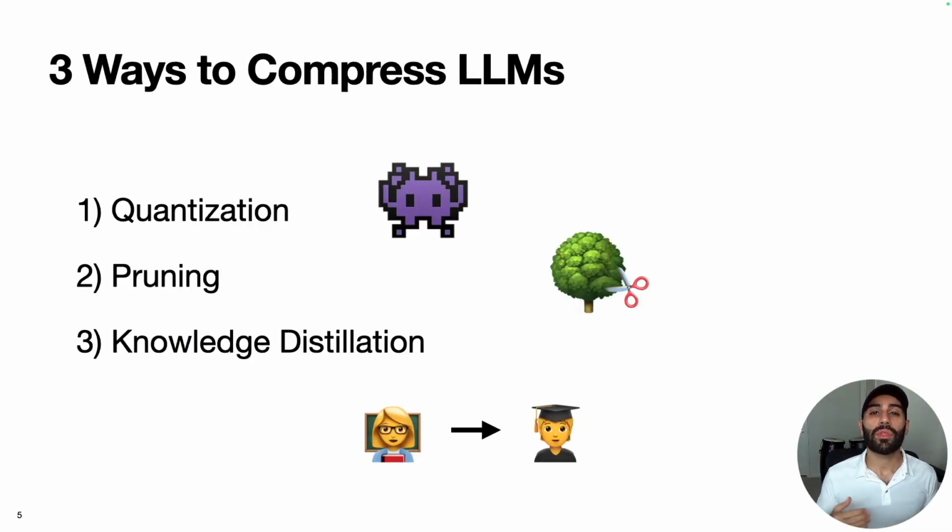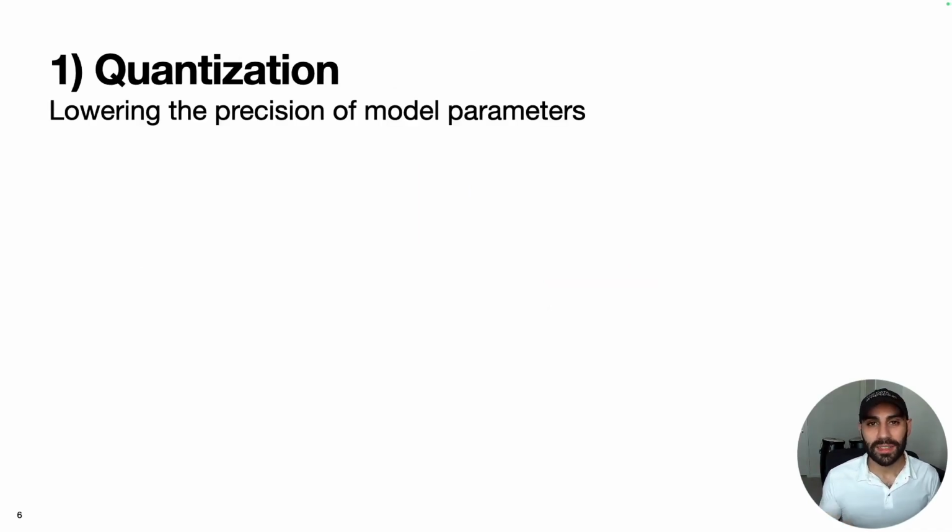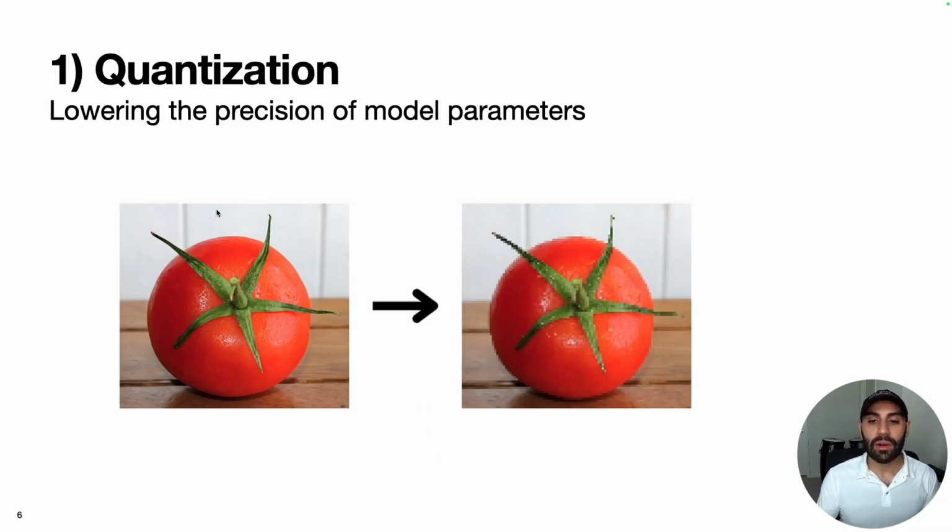Here I'm going to talk about 3 different ways we can compress these models. The first is quantization, the second is pruning, and the third approach is called knowledge distillation. Starting with quantization, although this might sound like a scary and sophisticated word, it's a very simple idea. Quantization consists of lowering the precision of model parameters. And you can think of this like taking a high resolution photo and converting it to a lower resolution one that still captures the main features of the image.